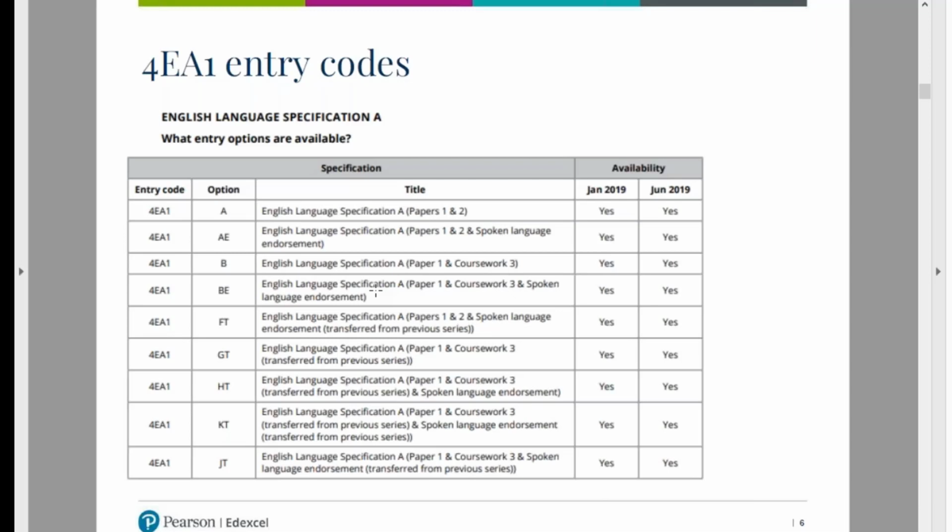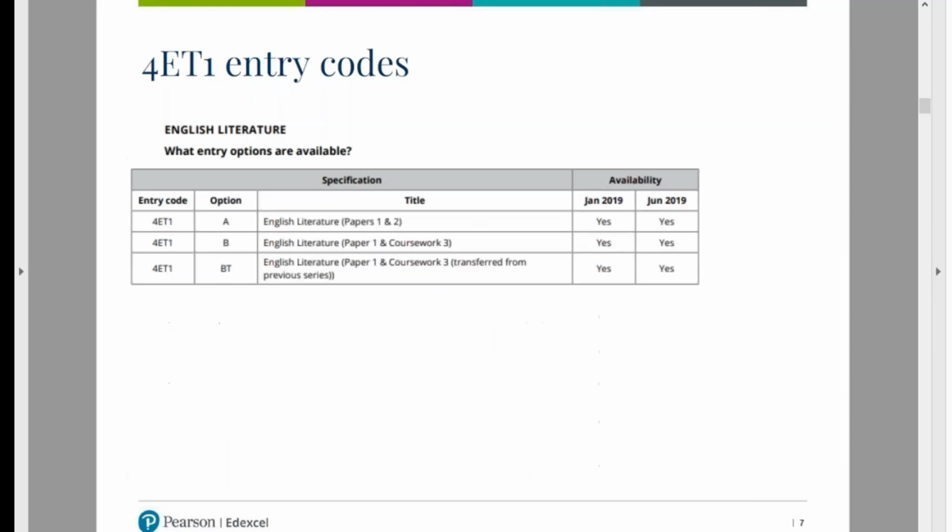So these are taken from the information manual, which you can find by just typing information manual into the search engine on the Edexcel website, and then you'll get those up. So that is a very frequently asked question: what are the entry codes? And these are the ones for literature, which are rather more simple because you haven't got the added complication of the spoken language endorsement.